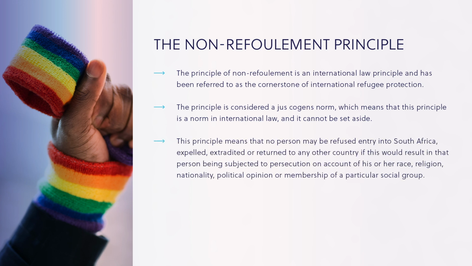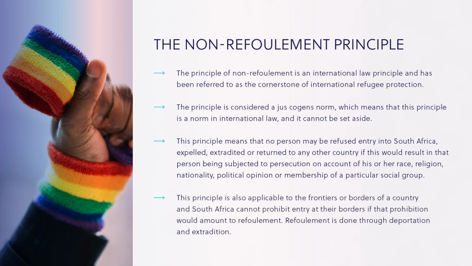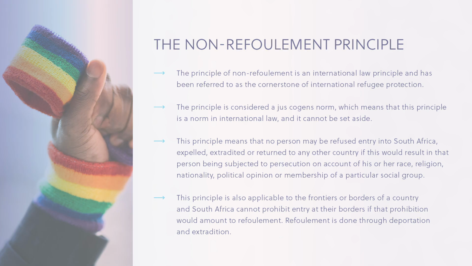This principle means that no person may be refused entry into South Africa, expelled, extradited, or returned to any other country if this would result in that person being subjected to persecution on account of his or her race, religion, nationality, political opinion, or membership of a particular social group. This principle is also applicable to the frontiers or borders of a country, and South Africa cannot prohibit entry at their borders if that prohibition would amount to refoulement. Refoulement is done through deportation and extradition.